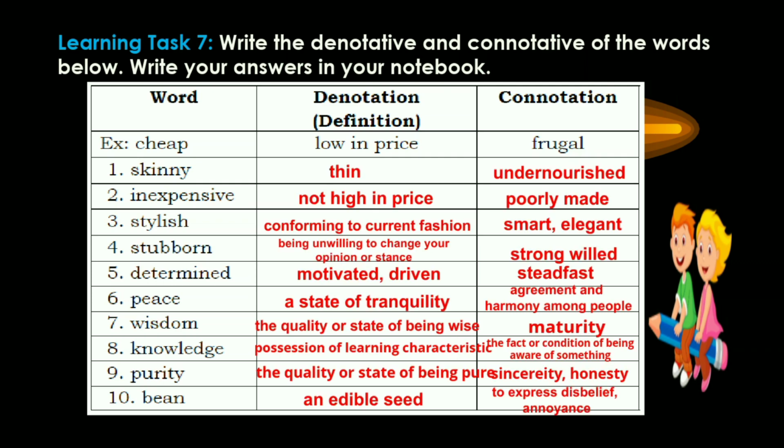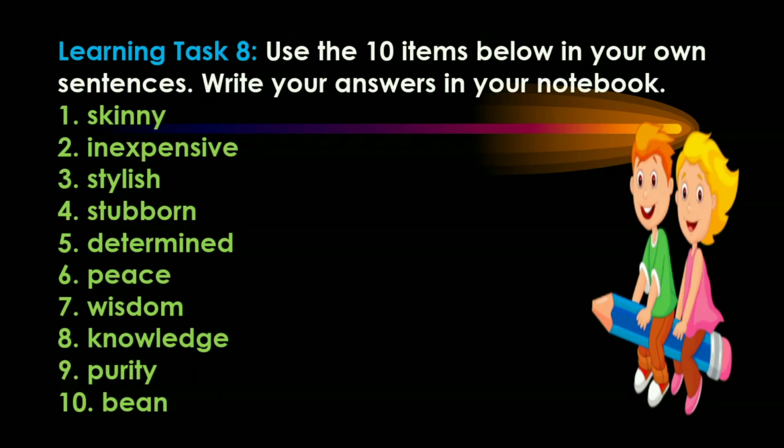Okay, here are the answers for the words we have in learning task number 7. This may vary depending on the dictionary you are using for the denotation, and the connotation meanings have already been posted here. Okay, I hope you got it right too. So this time we'll move on to the next learning task. Okay, we have learning task number 8. In this learning task, you're going to use the 10 items below in your own sentences. Write your answers in your notebook.